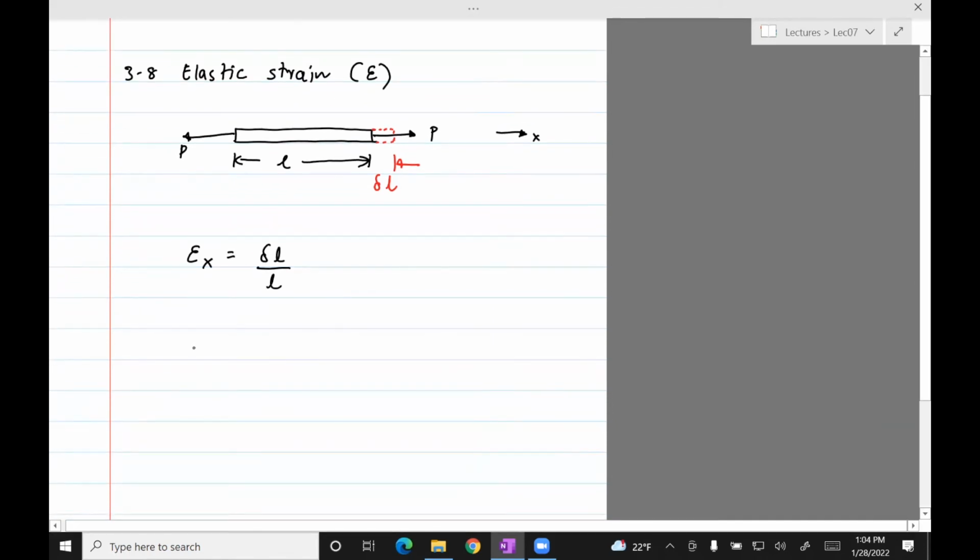And then if you want to find the stress, given the strain, we need to know what the Young's modulus is, which is E times epsilon x, where E is Young's modulus. Okay, that's a constant for the particular material. Different material will have a different elastic modulus.